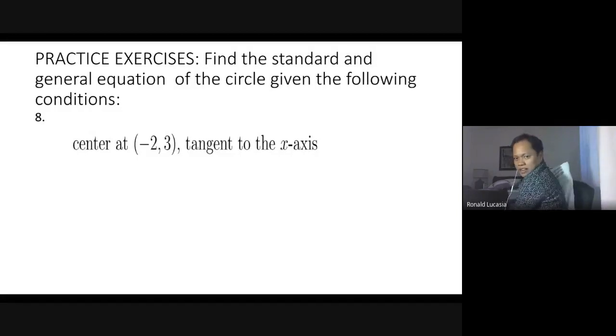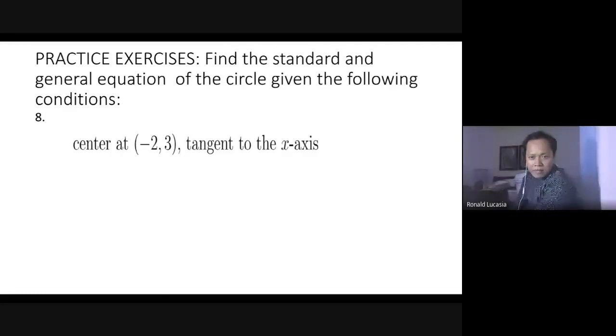John Ariola's answer is x squared plus y squared plus 4x minus 6y plus 9 is equal to 0. Let's see.